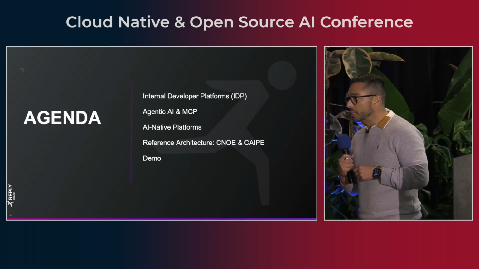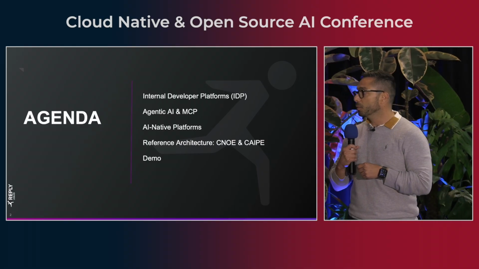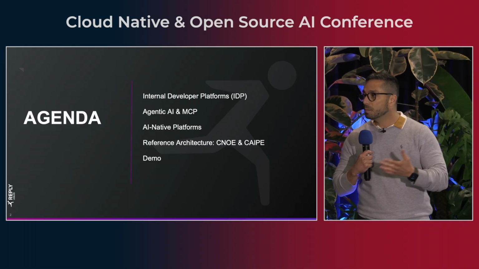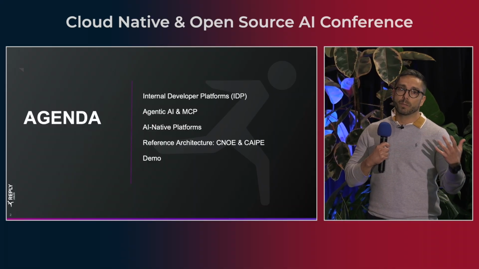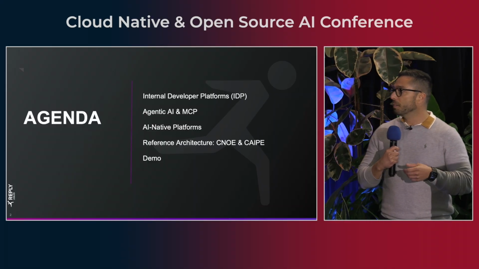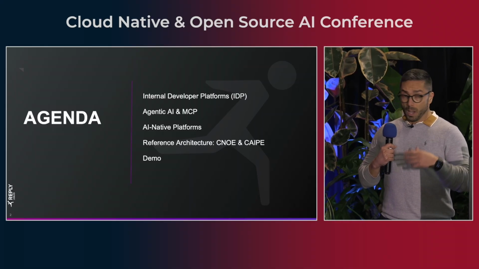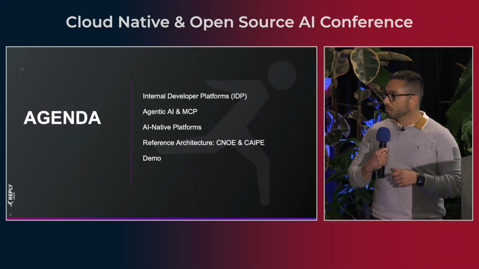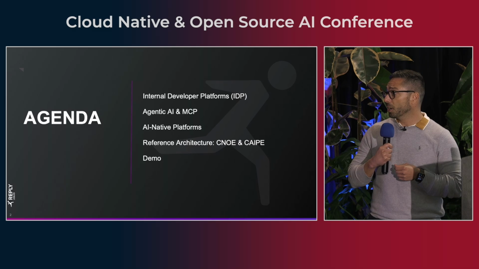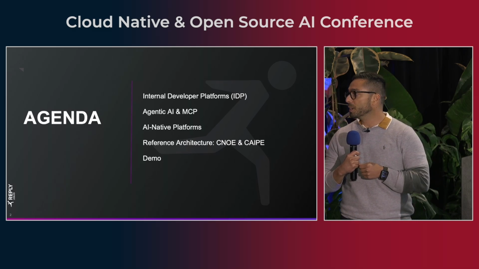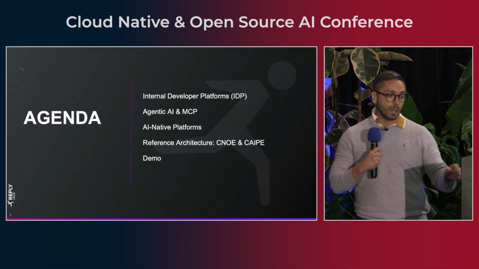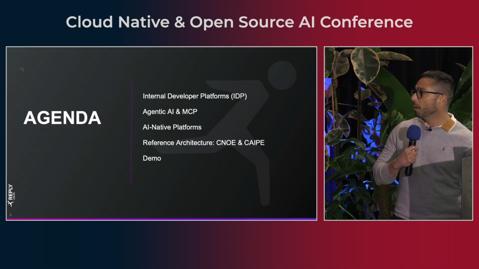We're going to talk about the current status of internal dev platforms, how agentic AI and MCP are changing the ecosystem, and what the baselines and definitions of AI native platforms are. On the way, I'm going to introduce a new reference architecture based on CNOE and one of the recent projects called KP, and I'm going to show you a short demo of how it works.